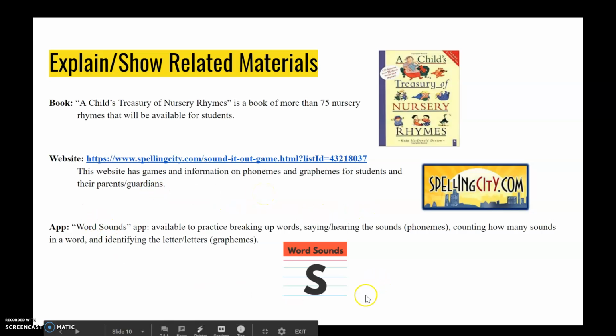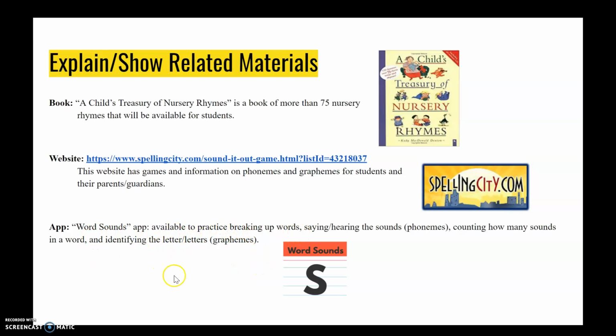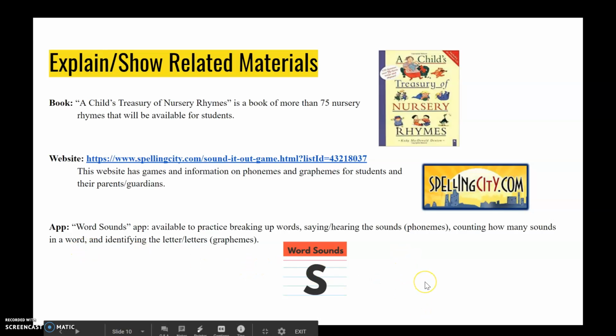And then the app, it's a word sounds app, which honestly focuses on everything. It's breaking apart words, saying the sounds, counting how many sounds, and then identifying them, and even tracing letters with your finger. It's awesome. So that's what I found, and this is my project.